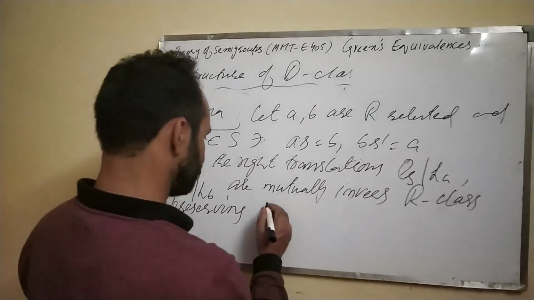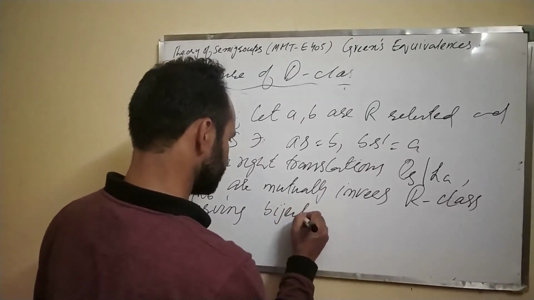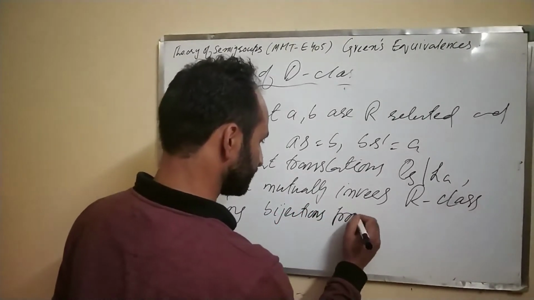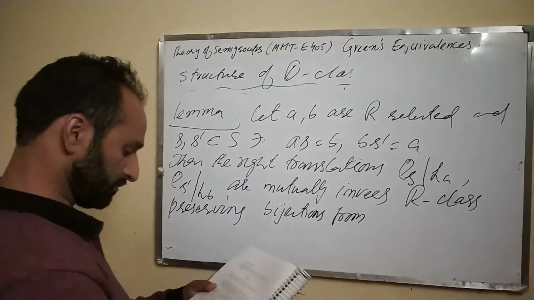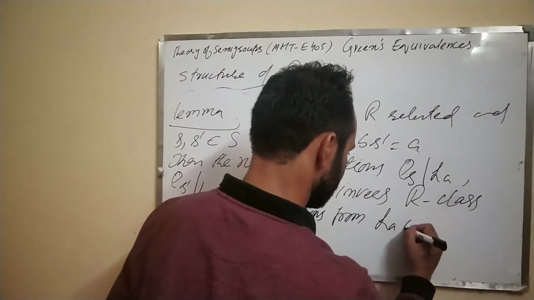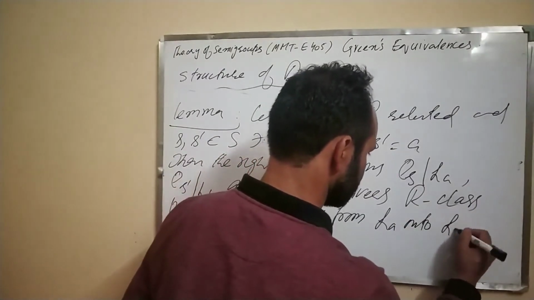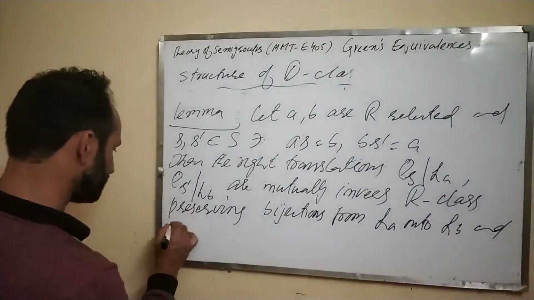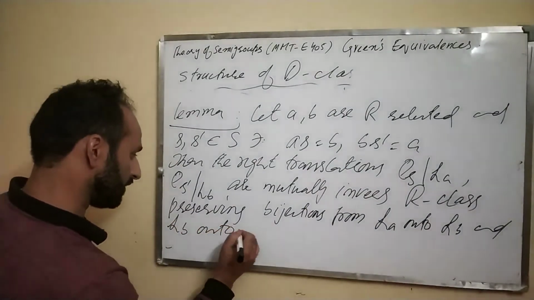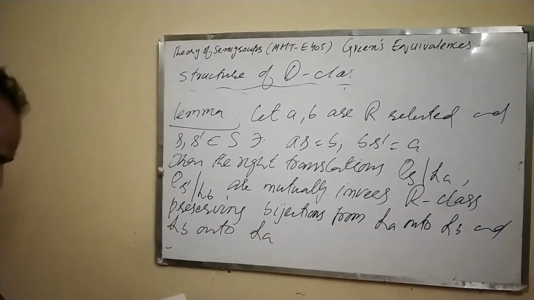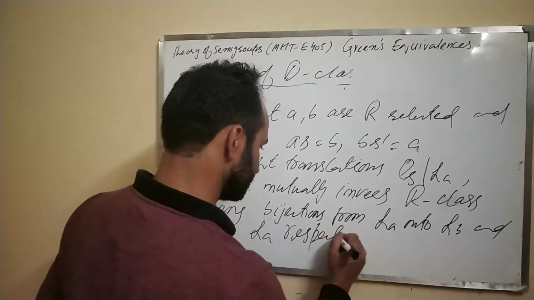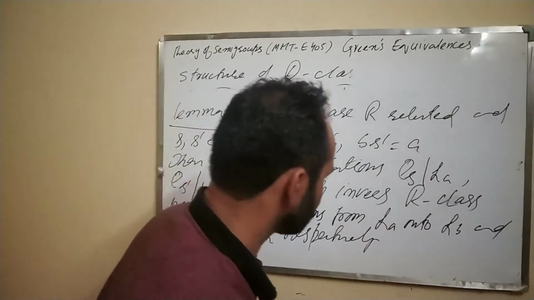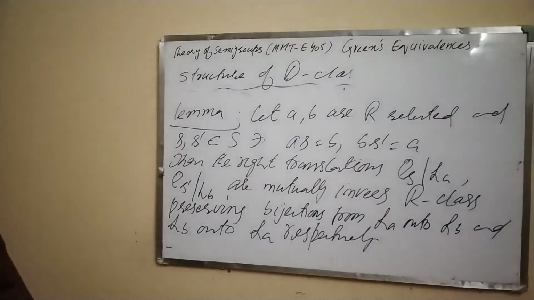The bijections are, first, from L_A onto L_B, and second, from L_B onto L_A respectively. So this is Green's lemma. And dually we can define Green's lemma from left translation. This is for right translation.